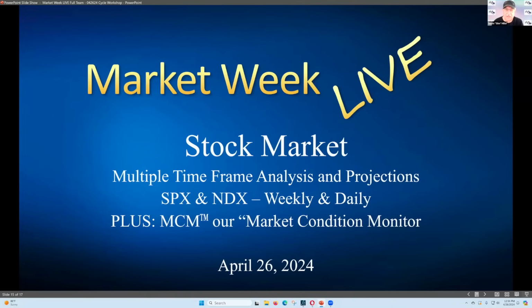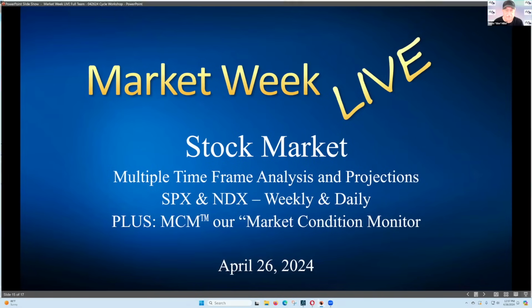And this is the stock market analysis, multiple time frame analysis and projections on the S&P 500 and the NASDAQ, weekly and daily. Plus, I'm going to bring the MCM to you, and we'll take a look at that market condition monitor, which is a phenomenal application and really helps with the analysis. So let's take a look now as we switch over and look at the stock market.